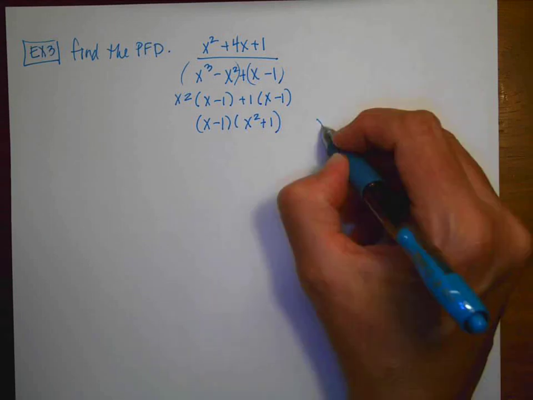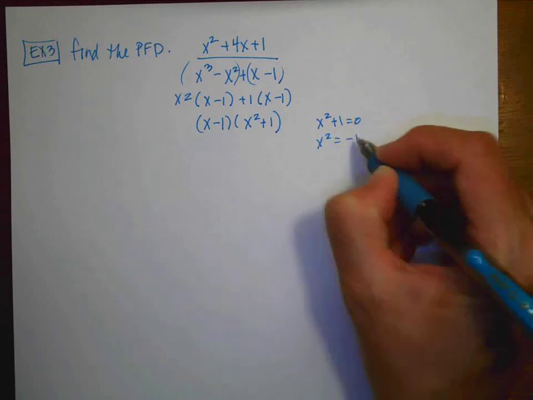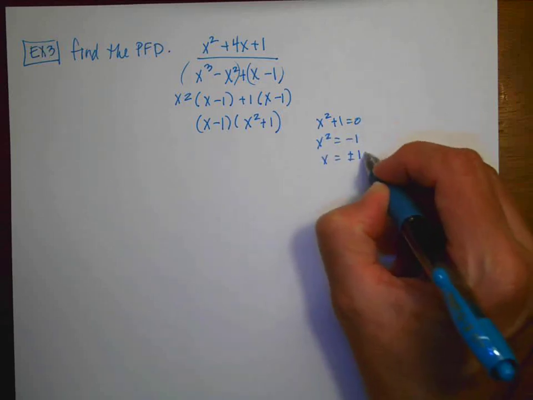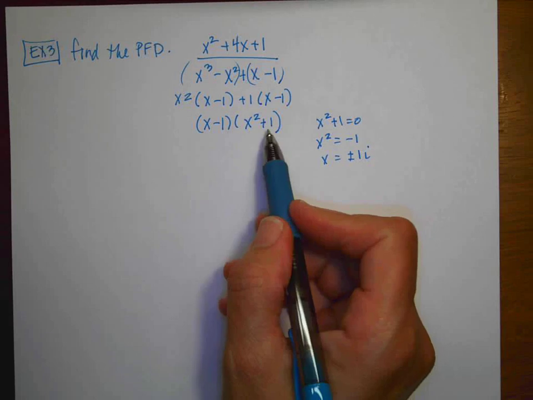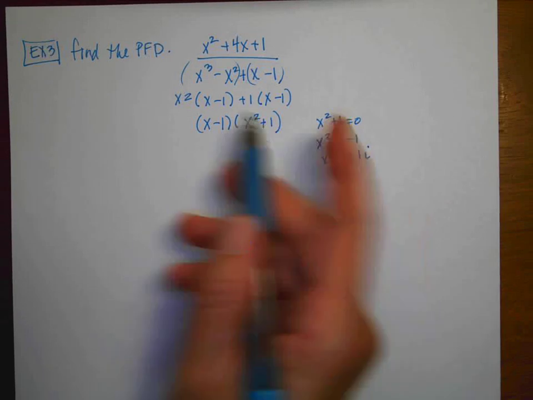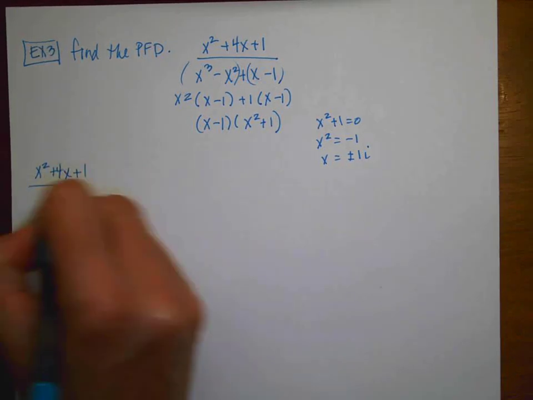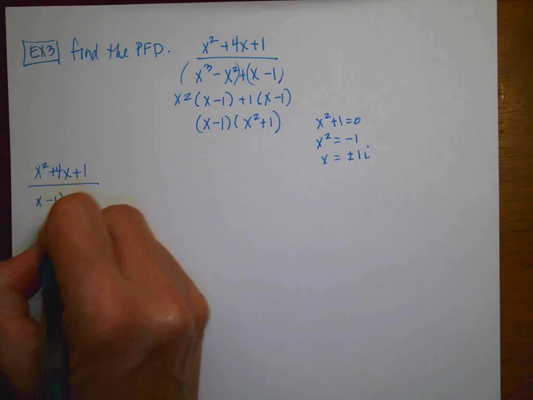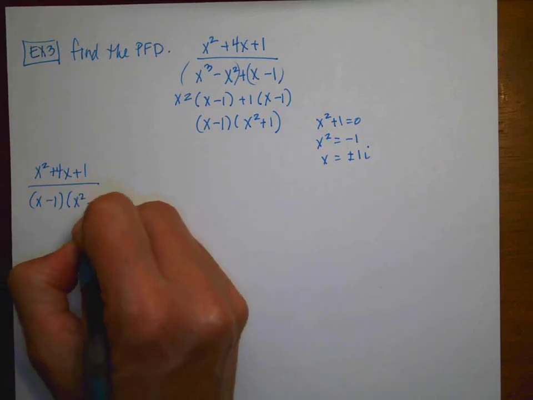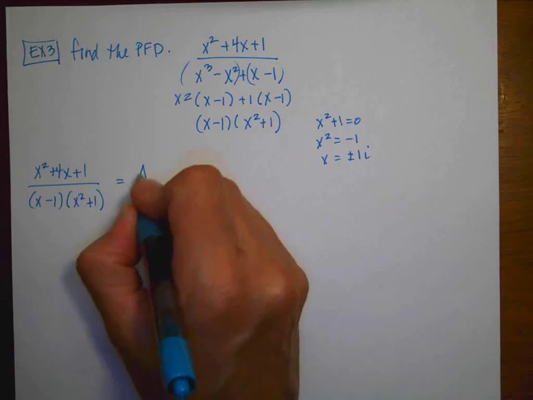This is a linear factor. This is one of those irreducible, because if I set x squared plus 1 equal to 0, I get x squared is a negative 1, x is plus or minus 1i. So this is irreducible, so that's going to change the way my PFD looks. So I'm going to write down x squared plus 4x plus 1, and then I'm going to write it in factored form, x squared plus 1.